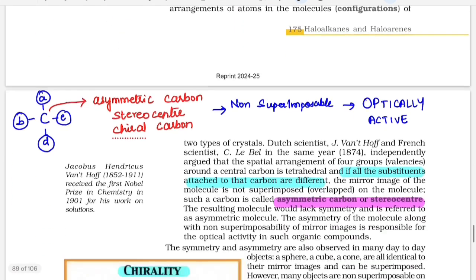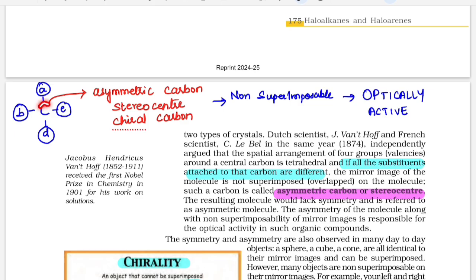Here what you should know is, for example, this is the carbon atom. If four different atoms are attached to the carbon atom, all different, then this carbon is called an asymmetric carbon, or a stereocenter, or a chiral carbon. So remember these three terms: asymmetric carbon, stereocenter, chiral carbon. This compound is non-superimposable on its mirror image, and such compounds are called optically active.